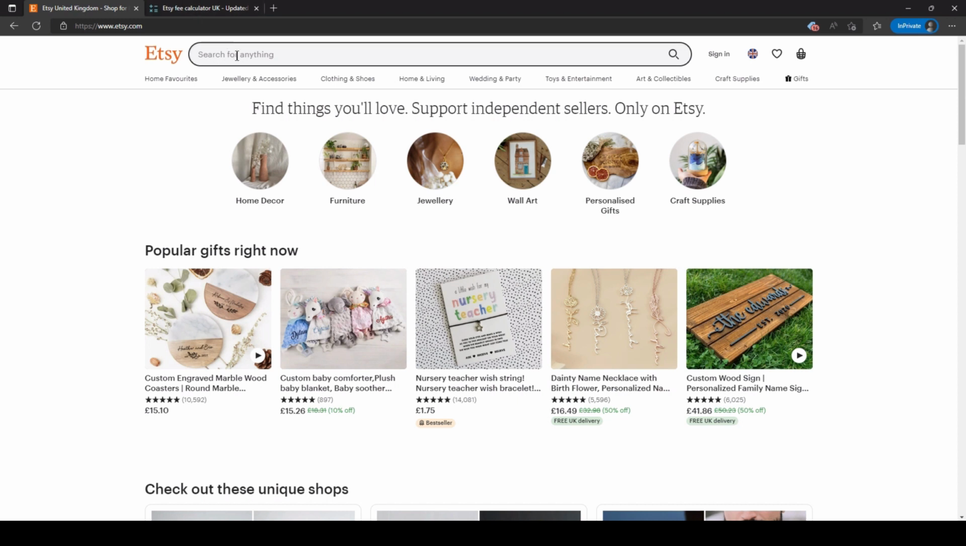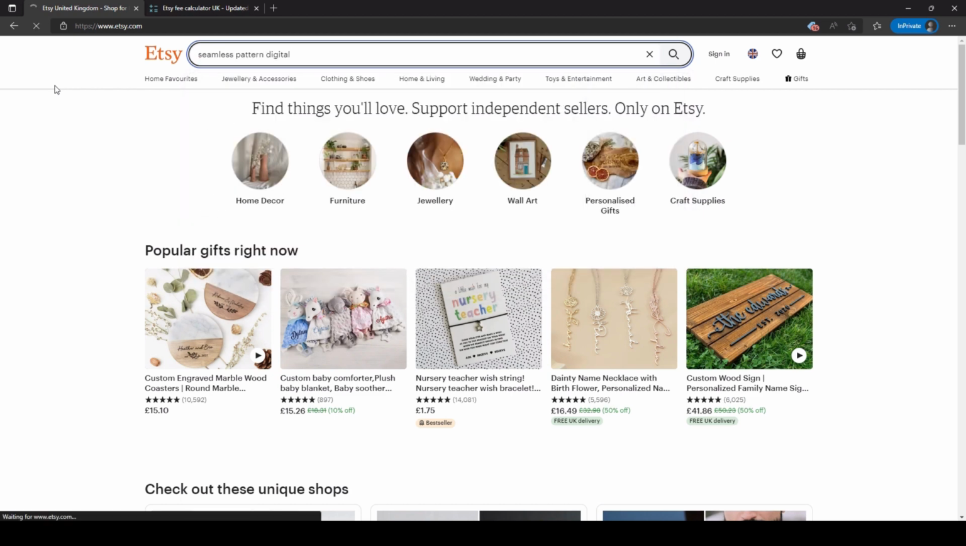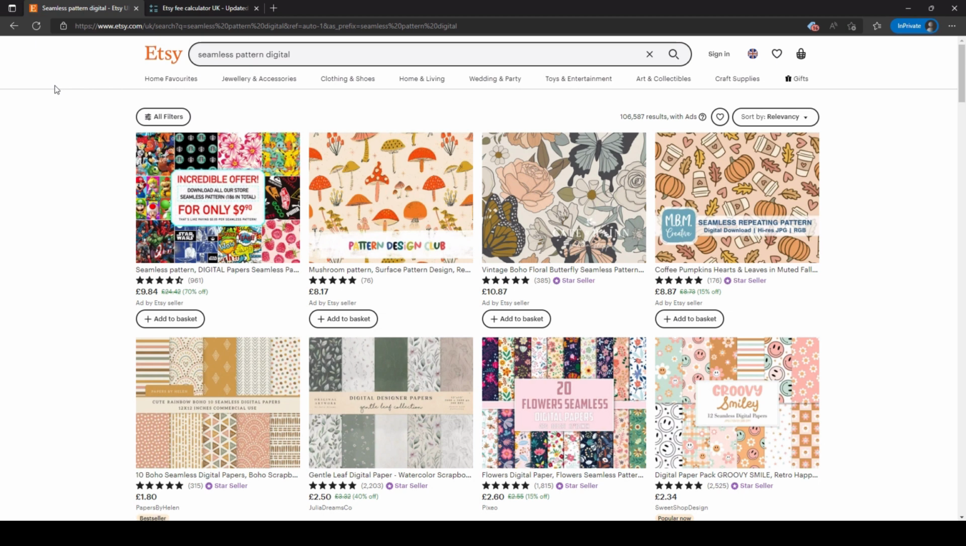So here we are on Etsy. This is probably one of the largest online stores for buying anything really homemade, and I'll just type in seamless pattern. And here you go, straight away you can see pages of 106,000 results.